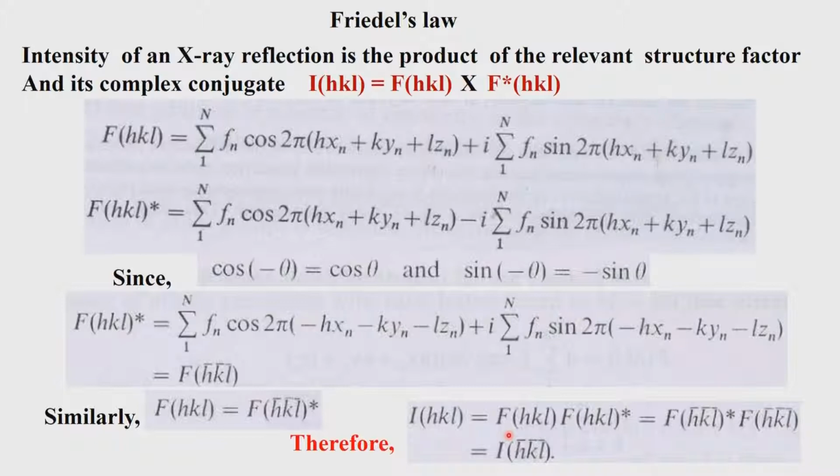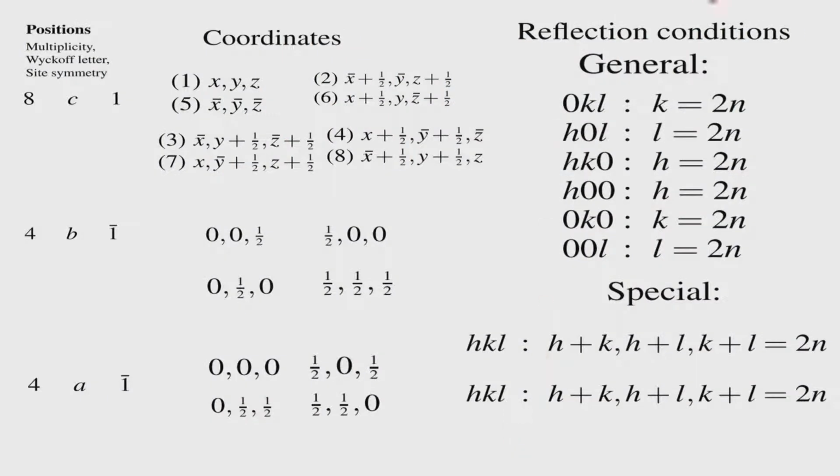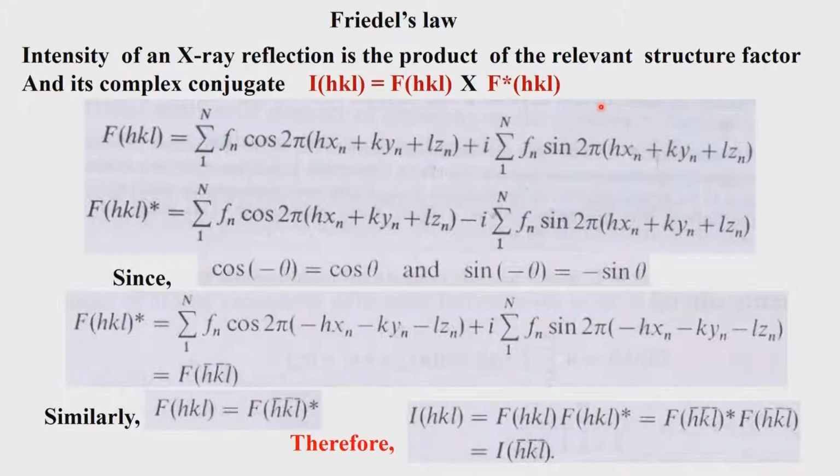So when we are discussing the systematic absences, we are actually looking at the presence or absence of structure factors, because it is F of HKL we are looking into. So the F of HKL has a special property that is known as Friedel's law. Friedel's law is a very special property which makes the diffraction always centrosymmetric. So your crystal system may be non-centrosymmetric. Let us say P 2 1 2 1 2 1 is your space group. Then it has to be a non-centrosymmetric system.